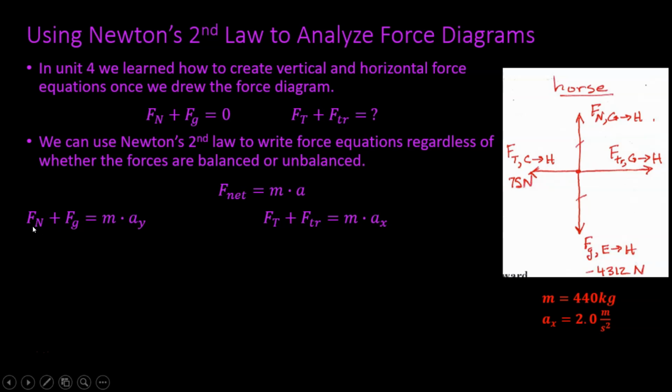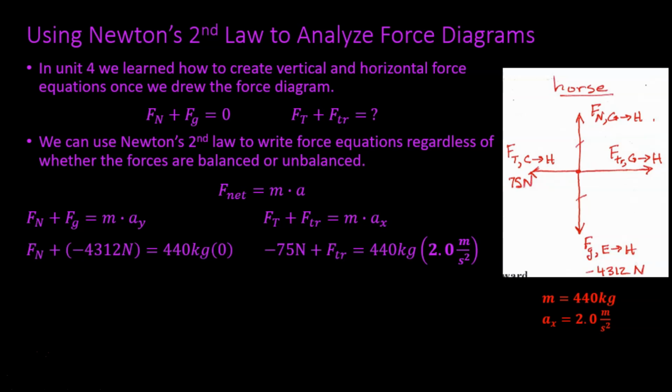So we look at the force diagram, we just add up the two vertical forces, we set them equal to the mass times the vertical acceleration, and we do the same thing with the horizontal dimension. We add up the horizontal forces, we set that equal to the mass times the horizontal acceleration. Next, we go ahead and plug in the numbers that we know. We know the force of gravity is 4,312 newtons in the negative direction. We know the horse has a mass of 440 kilograms. And because the object is not moving vertically, we know its acceleration vertically is 0 meters per second squared.